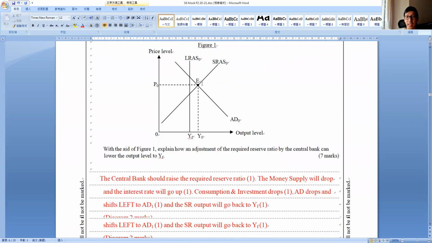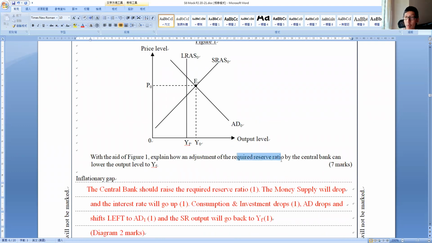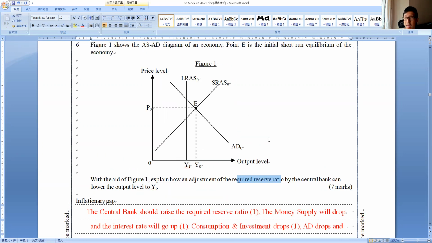OK, now obviously from this diagram you should be able to identify since Y0 is larger than YF, this would be a so-called inflationary gap，係咪啊？呢個 inflationary gap 咯，係咪啊？Since Y is somehow bigger than YF。好啦，now explain how adjusting RRR can lower the output level to YF. Now we have this situation, right? Now in order to lower to YF, we either lower SRAS or we lower AD, right?